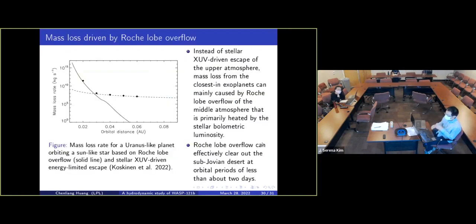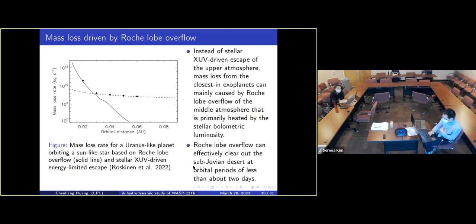Okay, so we have a model that fits most of the features, and it expresses the real physical features. We see the mass loss is actually mostly driven by the Roche lobe overflow rather than the photoevaporation.